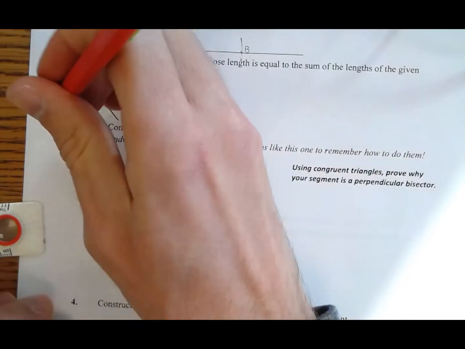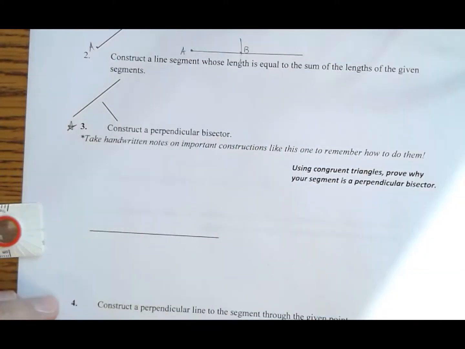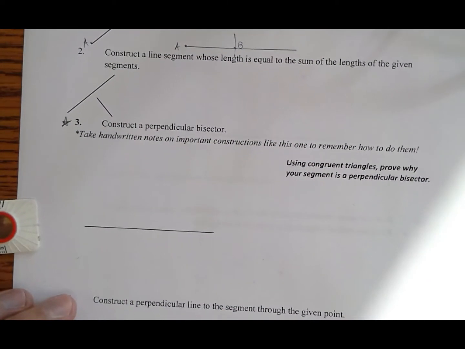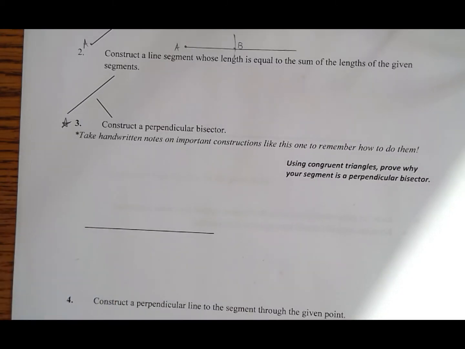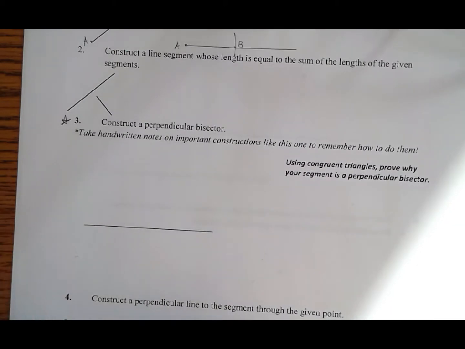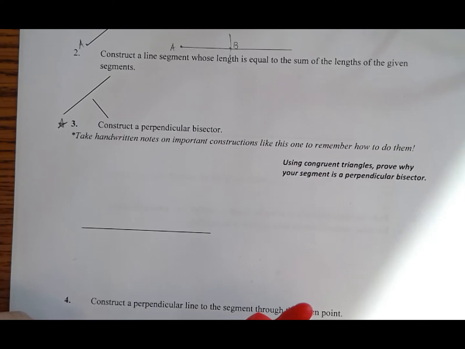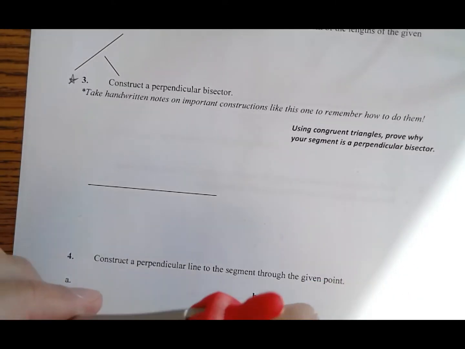Here's the star of this one, a very important one. Construct a perpendicular bisector. So cutting a segment in half and making a perpendicular right angle. So there's our segment. We're going to make a segment that goes through the middle, the midpoint, and is perpendicular to it. This one's pretty fun, and it's pretty simple. You're going to do it a lot.